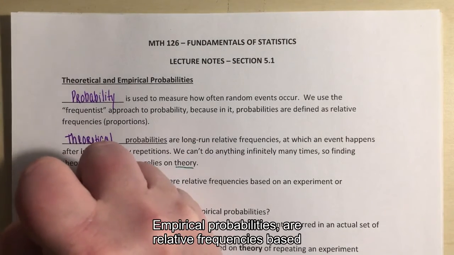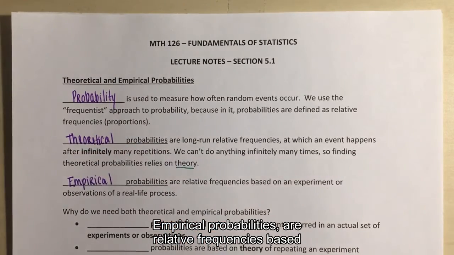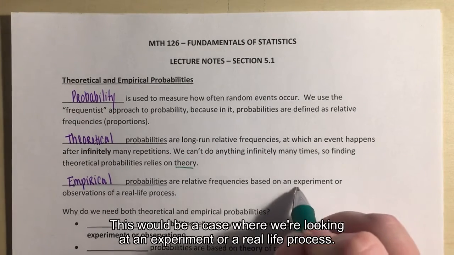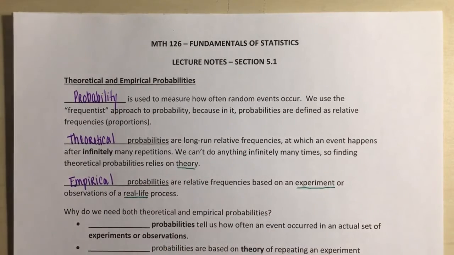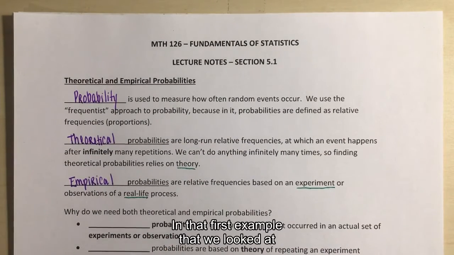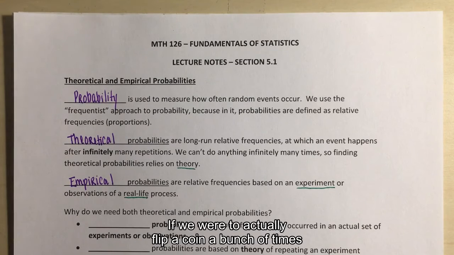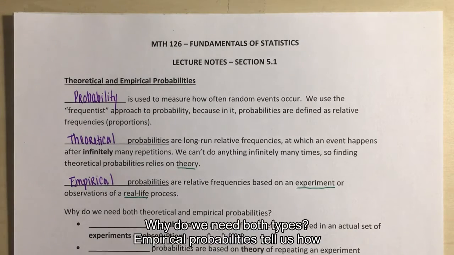Empirical probabilities are relative frequencies based on an experiment or observations of a real-life process. So this would be a case where we're looking at an experiment or a real-life process. In that first example that we looked at in this section, we talked about flipping a coin. If we were to actually flip a coin a bunch of times, that would be an example of an empirical probability. So why do we need both types?